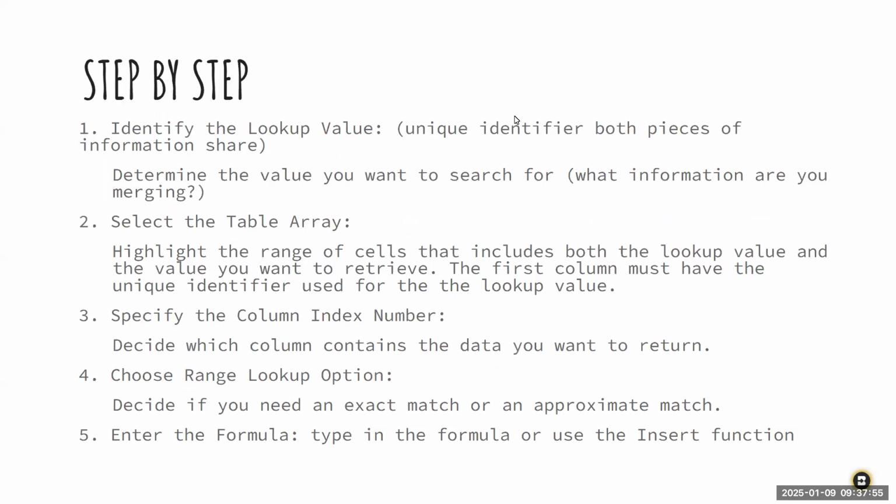Okay. So this kind of breaks it down a little bit more. You can see here when you are looking at the table array, again, the first column must have that unique identifier for the lookup value. So be cautious of that. And I'll show you how to move columns easily. If, for instance, you're getting something from Easy Query, it might not put the student ID in the first column.